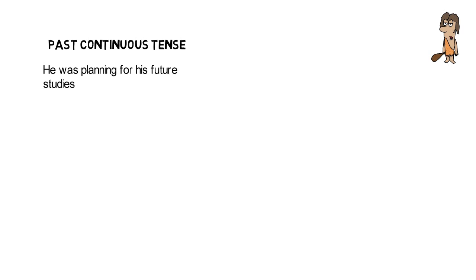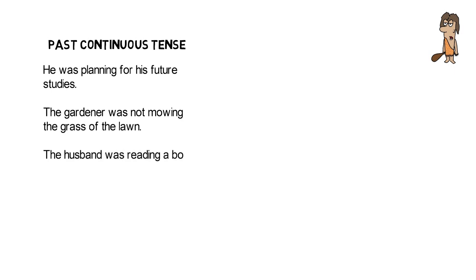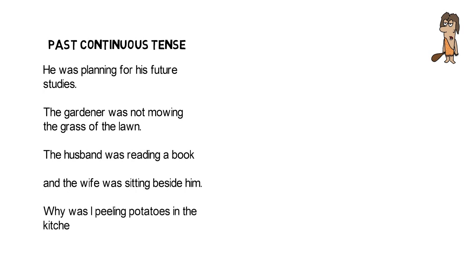Now here we go for the next tense, which is past continuous tense. The examples: he was planning for his future studies. The gardener was not moving the grass of the lawn. The husband was reading a book and the wife was sitting beside him. Why was I peeling potatoes in the kitchen yesterday? Was he celebrating his birthday last week?